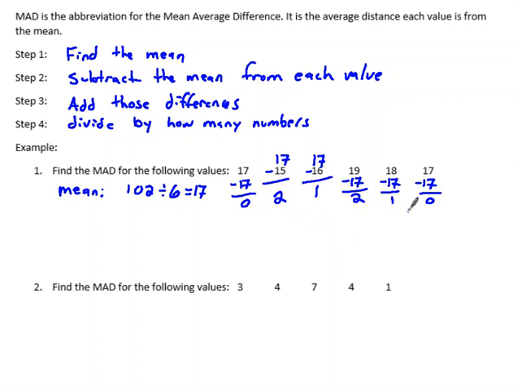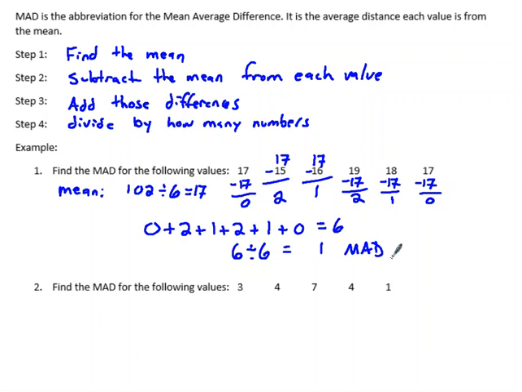So now I'm going to add up these differences. So I'm adding 0 plus 2 plus 1 plus 2 plus 1 plus 0. So that gets me 6. And lastly, I'm going to divide that by how many numbers I had. There are 1, 2, 3, 4, 5, 6 numbers. So my MAD is 1 away. On average, all these numbers are 1 away from that mean. The smaller this MAD, the less variability we have. The bigger this MAD, the more variability we would say these numbers have.